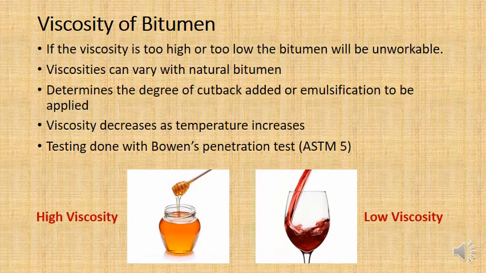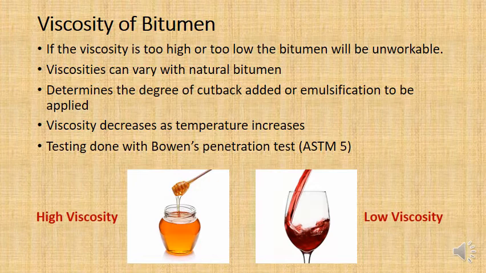Now, if a viscosity is too high or too low, the bitumen will be unworkable. That's understandable, isn't it? If it's too high, it's not going to be nice to mix the aggregate into the bitumen to make the asphalt. And if it's too low, basically all of the aggregate is going to sink to the bottom of this very low viscosity liquid.